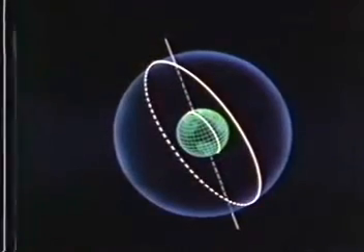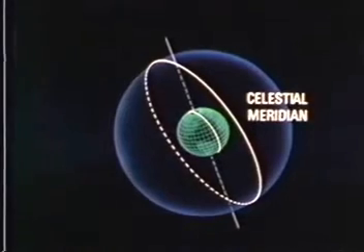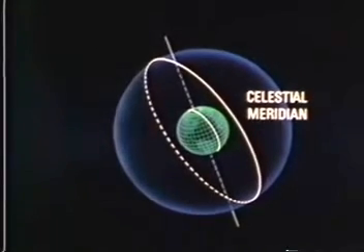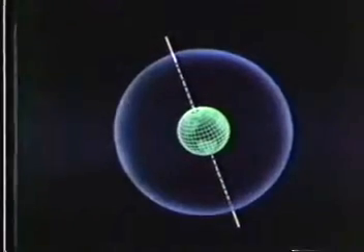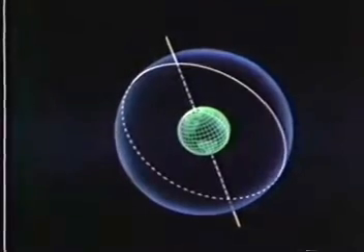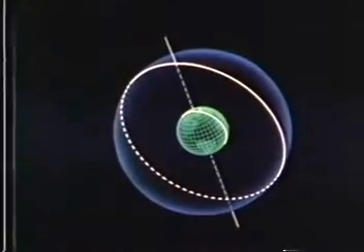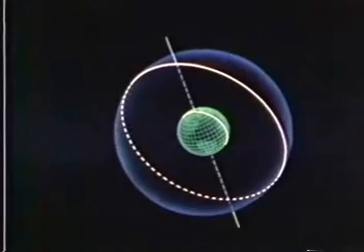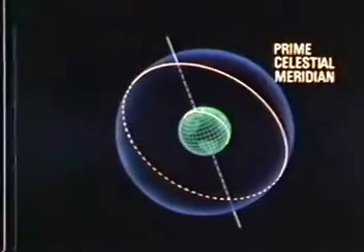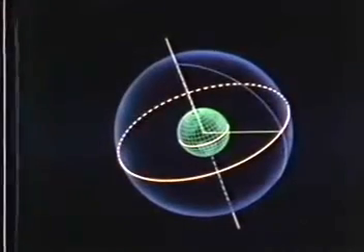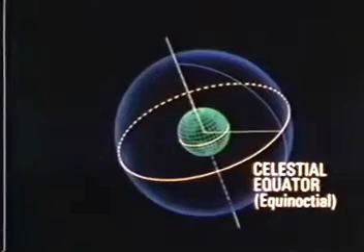Great circles containing the axis are called celestial meridians when they are projections of terrestrial meridians on the celestial sphere. They are extensions of the meridians on Earth. For example, the terrestrial Greenwich meridian, or prime meridian, extends out to the celestial sphere to become what is called the celestial meridian of Greenwich, or the prime celestial meridian. The great circle perpendicular to the axis is called the celestial equator, or sometimes the equinoctial. It is an extension of the Earth's equator.